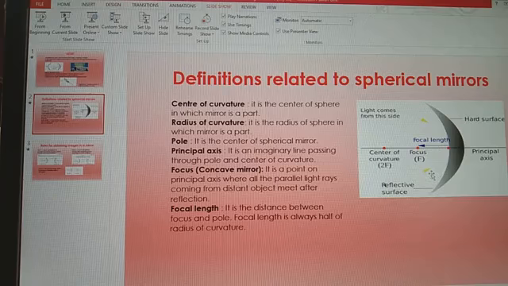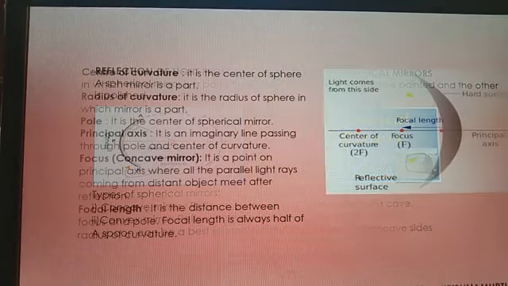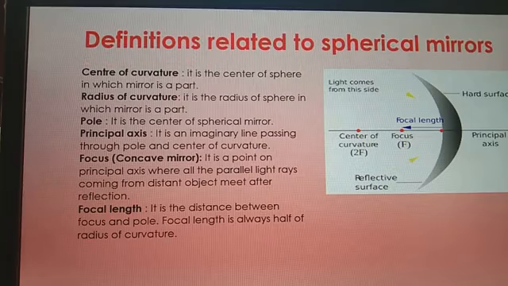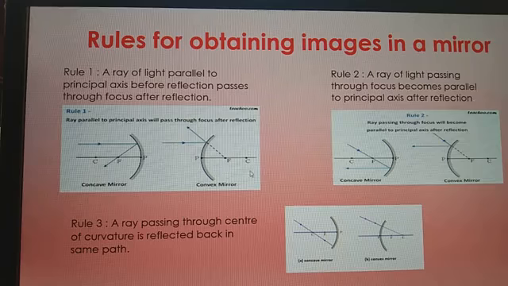Next, we are about to obtain images in spherical mirrors. To obtain images in a spherical mirror, what are the rules to be followed? There are three major rules, and if you remember those three rules, you can draw the image in any spherical mirror. Both spherical mirrors have been shown side by side in all three figures. So go through them. Rule 1 says, a ray of light parallel to the principal axis before reflection passes through the focus after reflection.